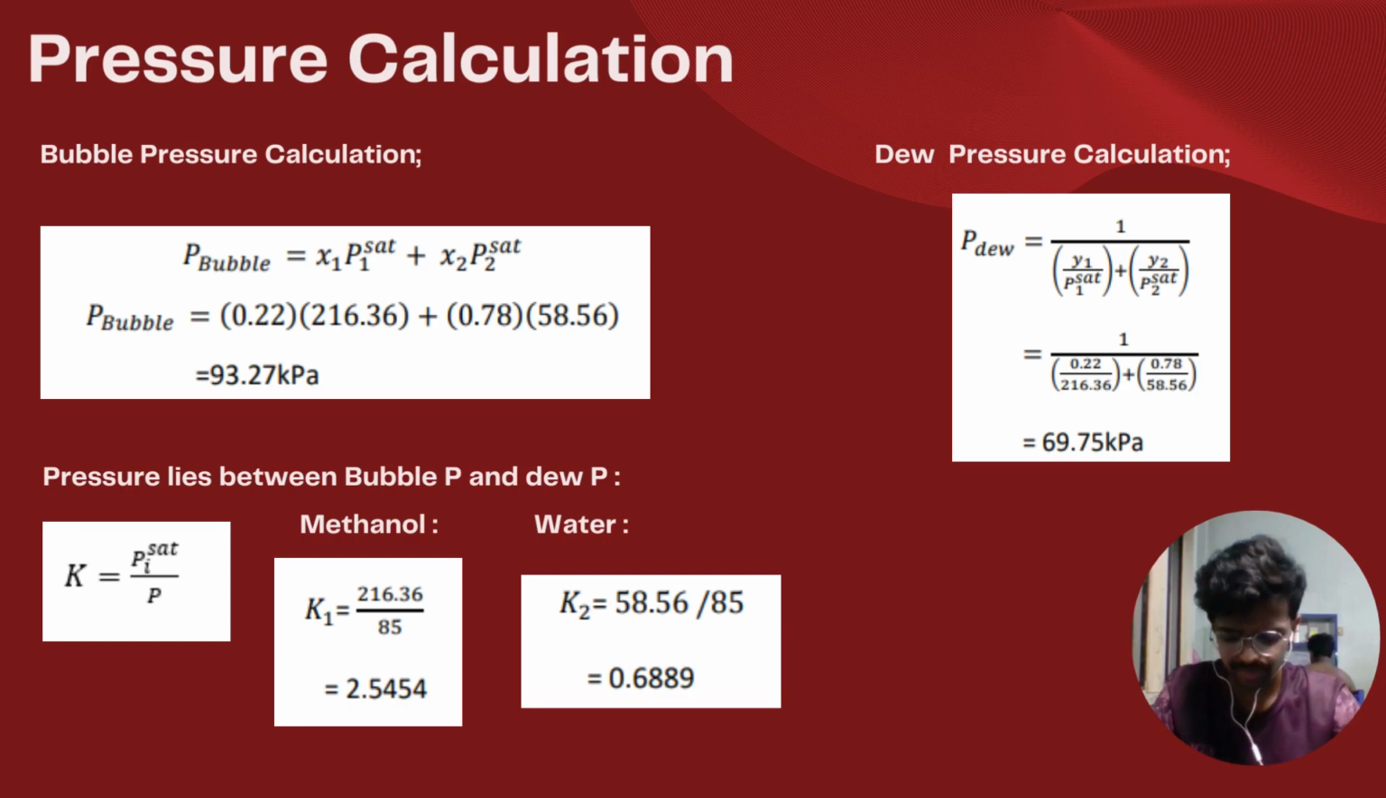Since the pressure lies between the bubble pressure and the dew pressure, we are able to calculate the K value. For methanol, K1 is the vapor pressure of substance 1 divided by the total pressure. This total pressure we assumed at the start of the project is 80 kPa. So we get K1 equals 2.7045, and for water we get 0.732. All right, that's all for me.